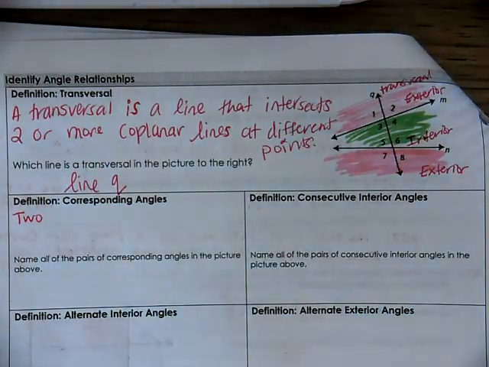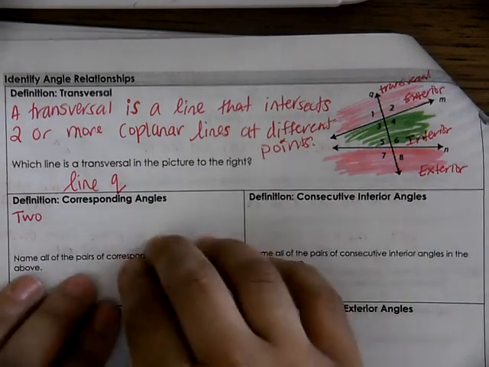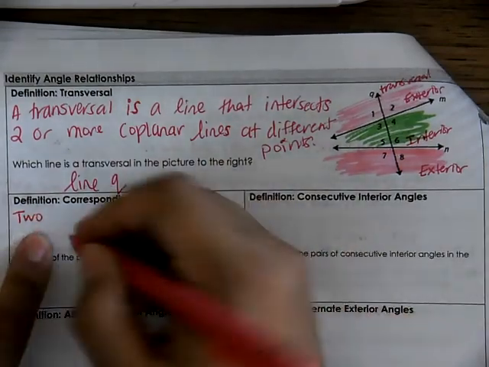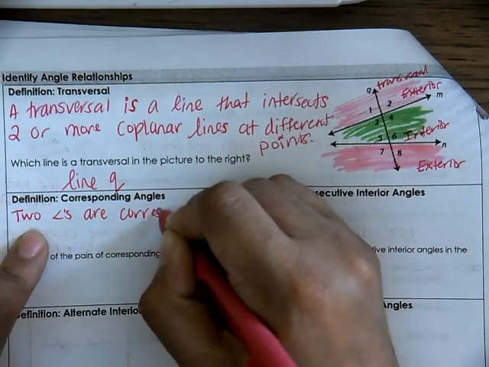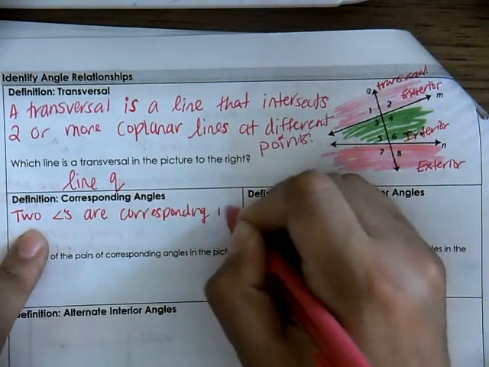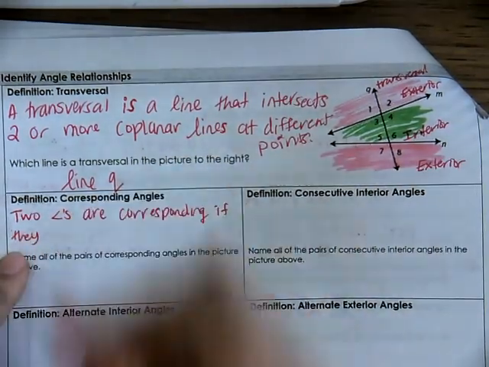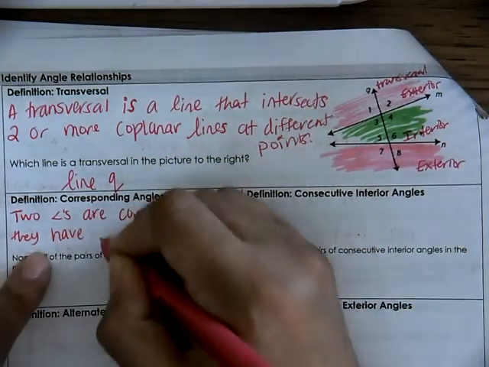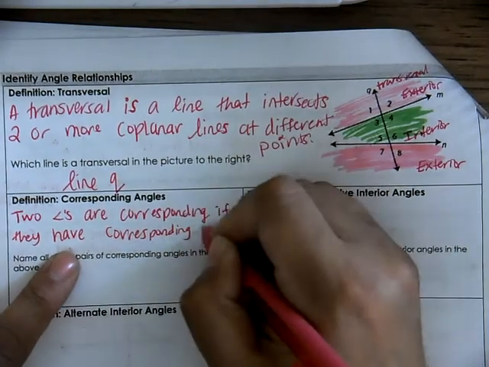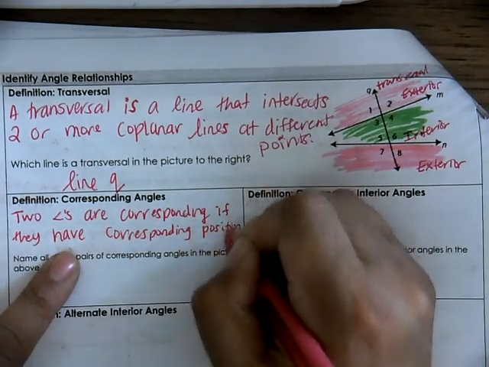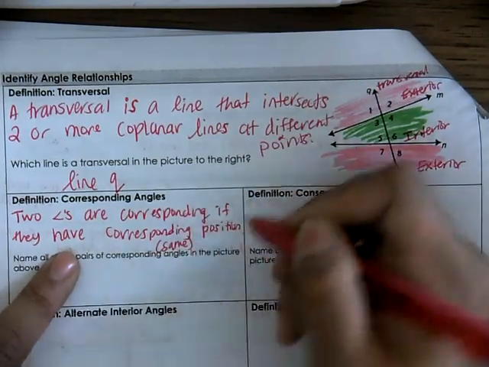All of these deal with 2 angles at a time. These are angle pairs, just like they were for supplementary or linear pairs, vertical angles, adjacent angles. We always have been working with pairs. That's still the case here. Okay, so 2 angles are corresponding if they have corresponding position. Now, I know that's not a very helpful definition. I'm going to explain this further. But corresponding position means the same position.